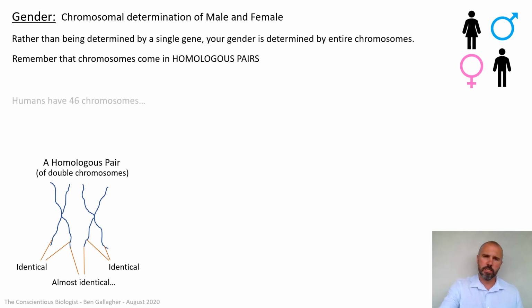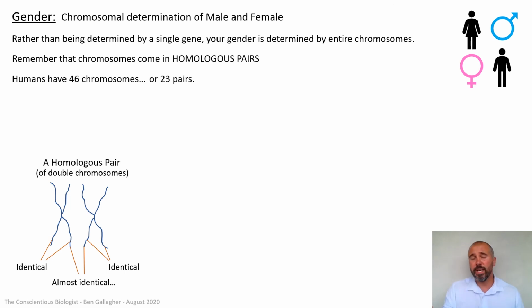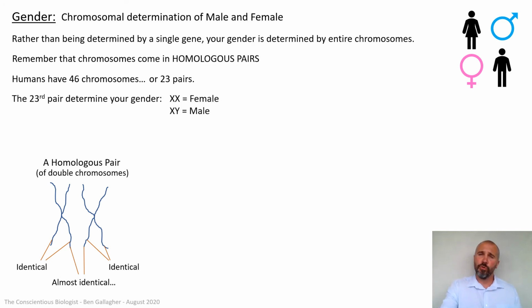Now, in your homologous pairs, because you have 46 chromosomes, we can say that they come as 23 pairs, 23 from one parent, 23 from the other parent. But the 23rd pair, if you sort them all out and look at them, the last pair, will determine your gender. If you're female, the 2 chromosomes will be 2 X chromosomes. And if you're male, you'll have an X chromosome and what's called a Y chromosome, which is a bit different. It carries some different genes on it.